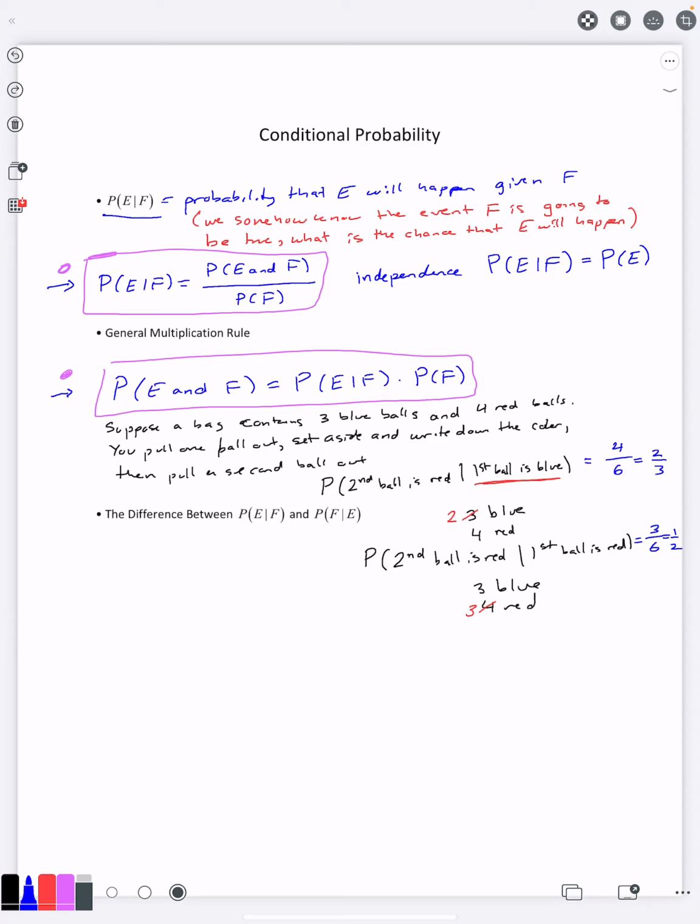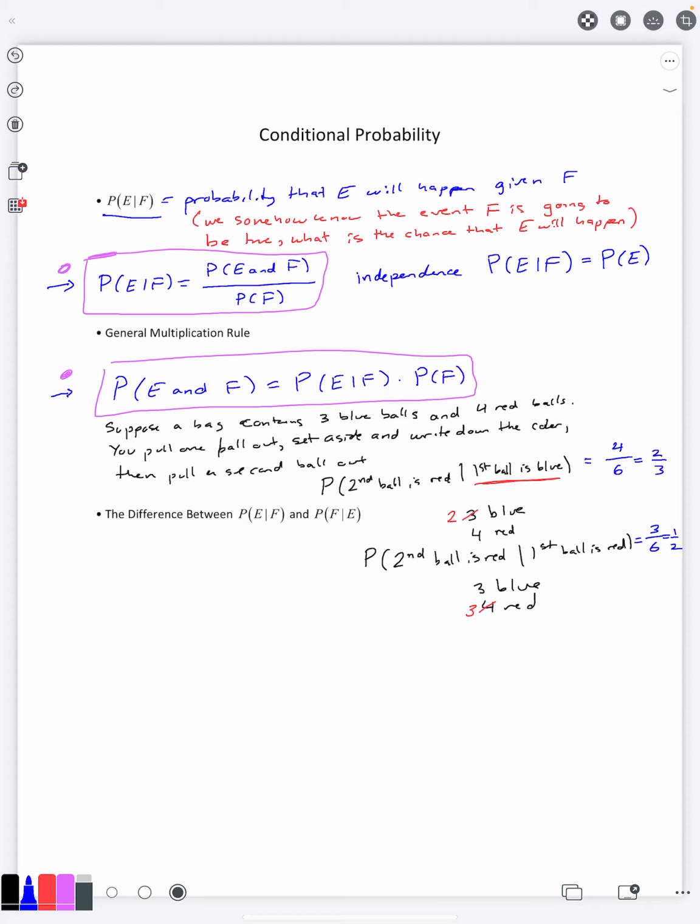Now, with that said, there is a ton more we could talk about with conditional probability. But in this class, we don't go too deep into it. It's just not one of our main focuses. And you definitely want to get down the basics here.